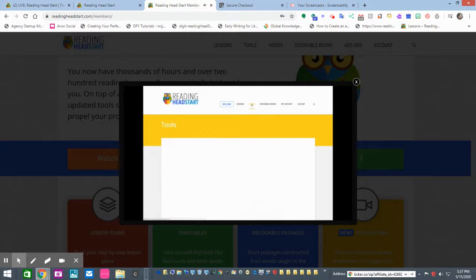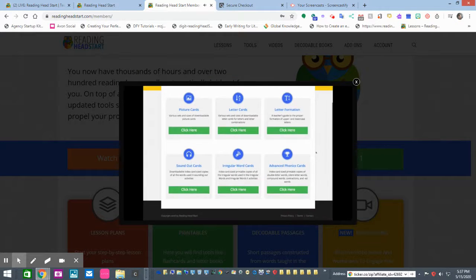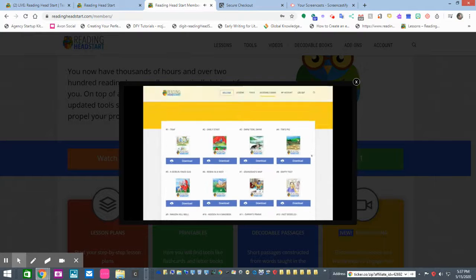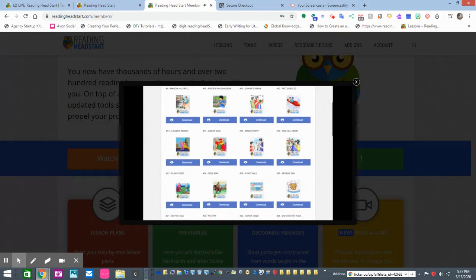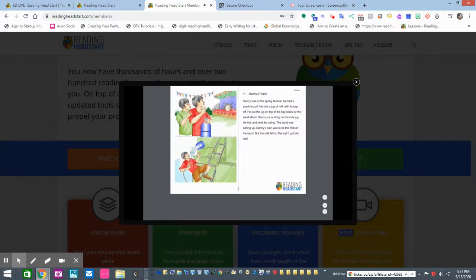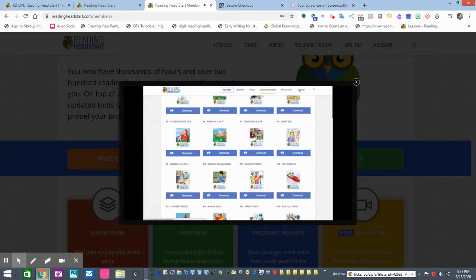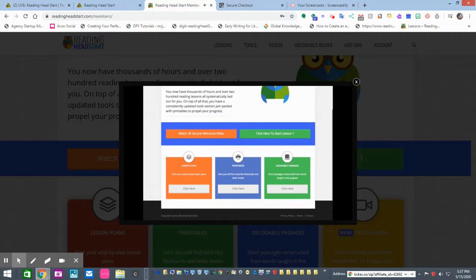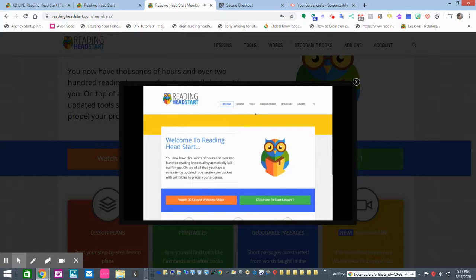The tools section brings up a valuable selection of premium downloads and printables. Decodable Passages brings you to our ever-growing library of fully illustrated books and passages, bite-sized and printer-friendly passages that go along in advance with every lesson in Reading Head Start. The My Account link gives you direct access to your account and billing information 24/7. Selecting the welcome link will always bring you back to this main member area. Now I invite you to play around, explore, and get comfortable navigating around here yourself.